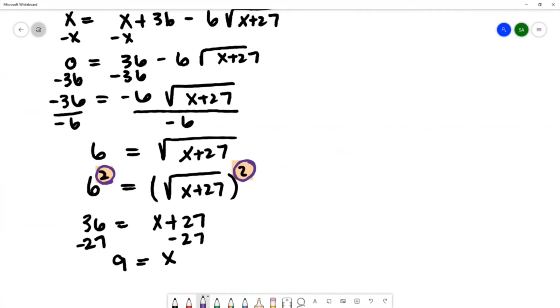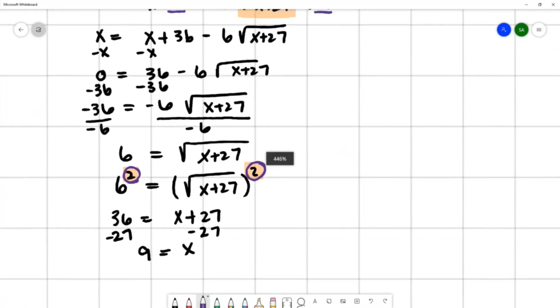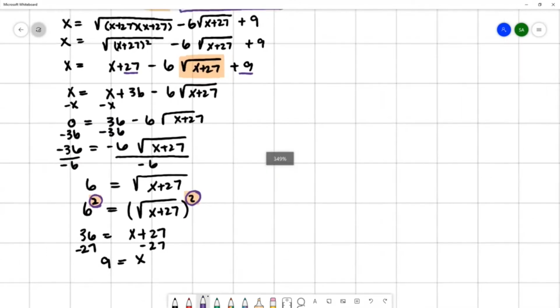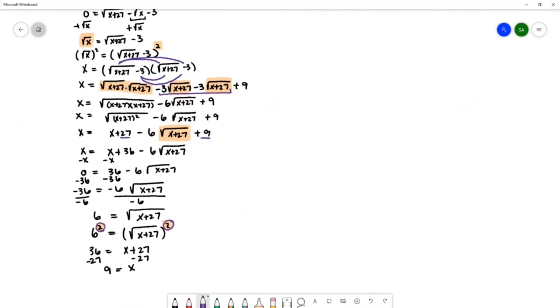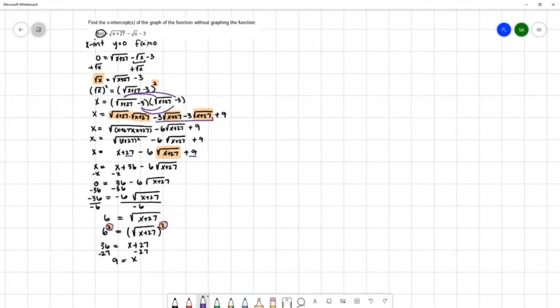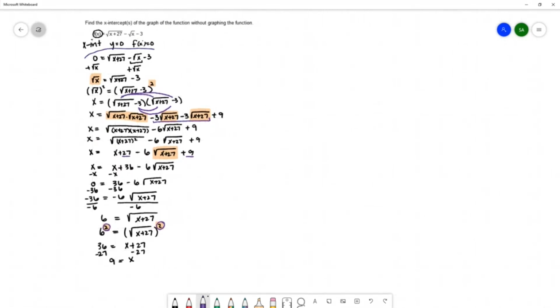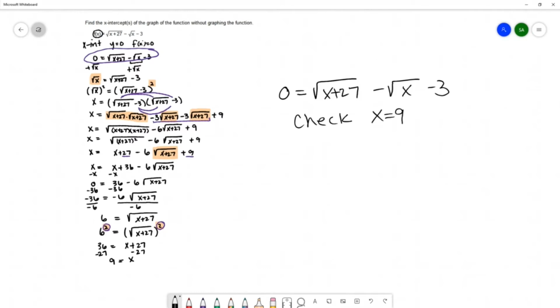So let me zoom out here. We want to go back to our original equation. Our original equation is when we substituted that 0 in. So that was right here. So our original equation is 0 equals square root of x plus 27 minus square root of x minus 3. And I want to check to see if x equals 9 is a solution to this equation.